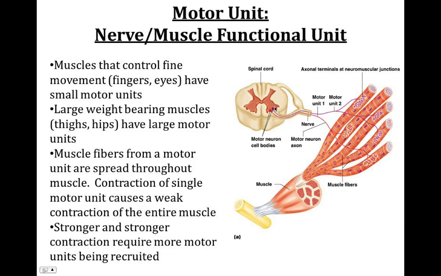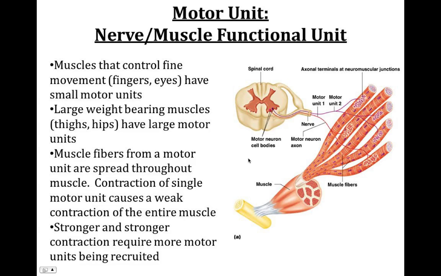Now this motor neuron, the purple one, how many muscle fibers is it going to? 1, 2, 3. So this guy is this motor unit. This motor unit is in charge of 3 muscle fibers. This one is in charge of 2.